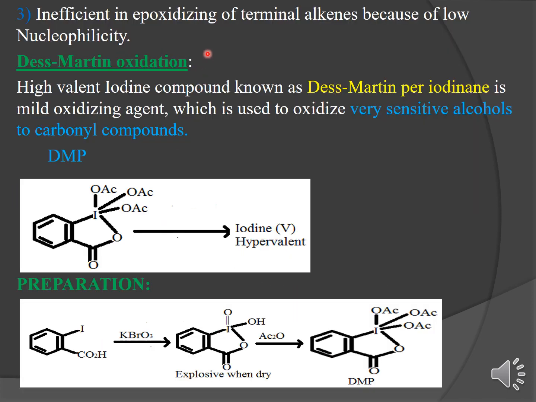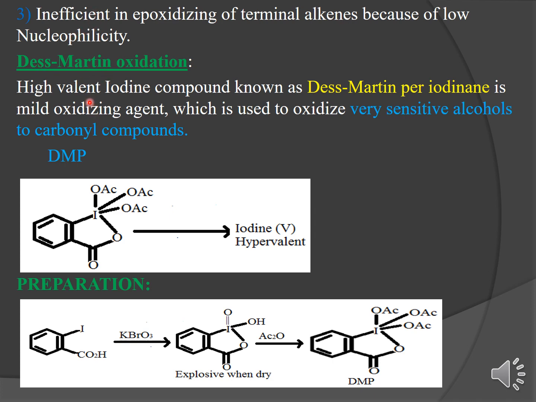So moving on to the third limitation: peracids are inefficient in epoxidizing terminal alkenes because of their low nucleophilicity. That will be one more limitation.